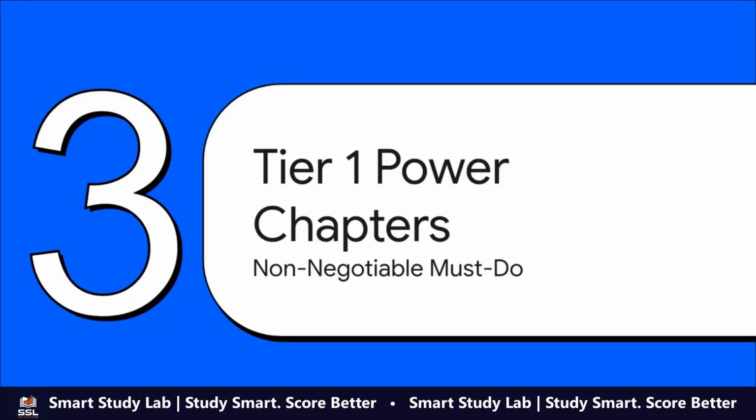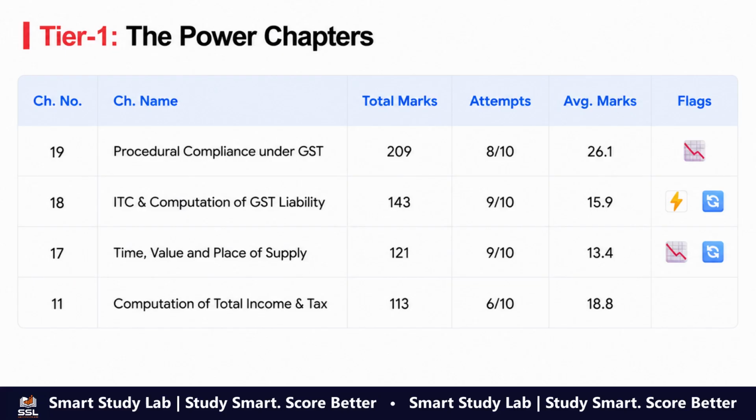Section 3, Tier 1 Power Chapters. Listen up, because this is the absolute most critical part of your roadmap. Let's walk through these massive heavy lifters. Tier 1 has just 4 chapters, but they are giants. You've got Chapter 19 with 209 marks, Chapter 18 with 143, Chapter 17 with 121, and Chapter 11 with 113 marks. Just these 4 chapters alone command nearly 53% of the entire paper's marks across the last 10 exams. That's over half the paper. You have to master these first, and you make absolutely zero compromises here.